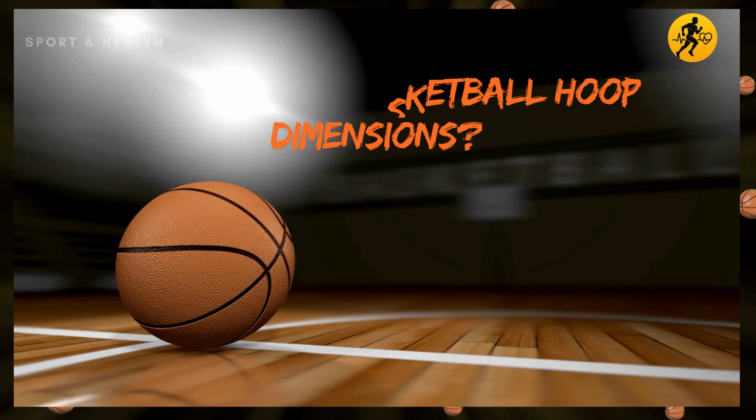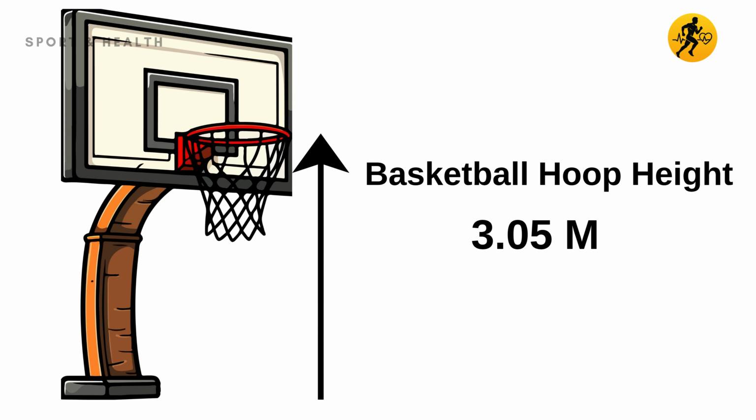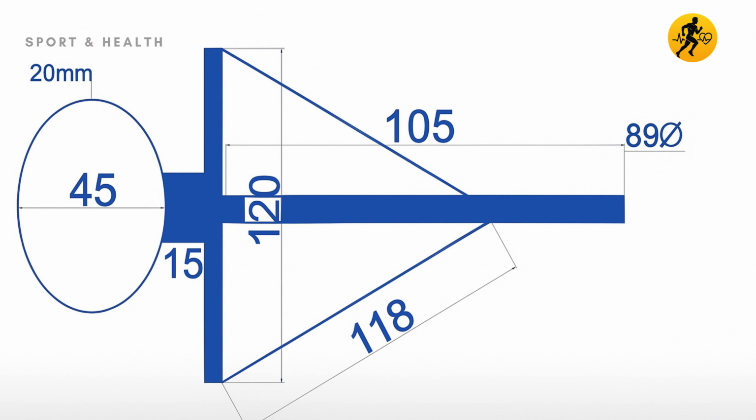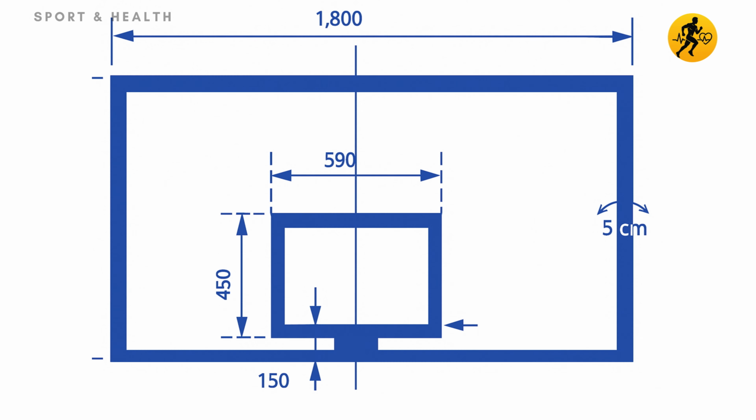What are the basketball hoop dimensions? The height of the hoop from the ground is 3 meters 5 centimeters. The inner diameter of the hoop is 45 centimeters. The thickness of the hoop is between 1.6 centimeters and 2 centimeters. The width of the hoop is 1.80 centimeters and the height is 1 meter 5 centimeters.